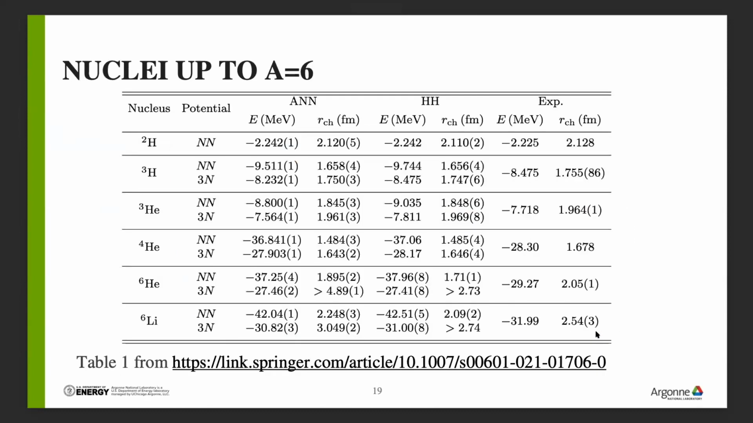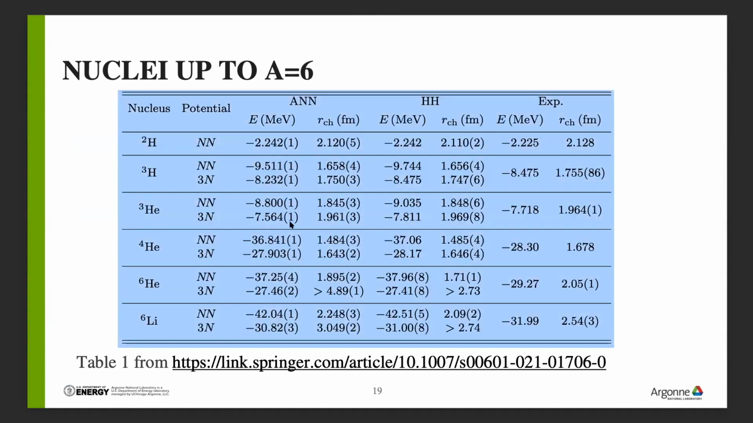We then started scaling up to nuclei, up to 6 particles. Our wave function scales as A to the 6. So, I'm sorry, A to the A cubed. So 6 particles was still feasible at this time. As we got better techniques, it got better and better. But our values here for the ANN, artificial neural network computed energy, were actually matching up with the experimental values relatively well, especially when we included the 3 nucleon potential.